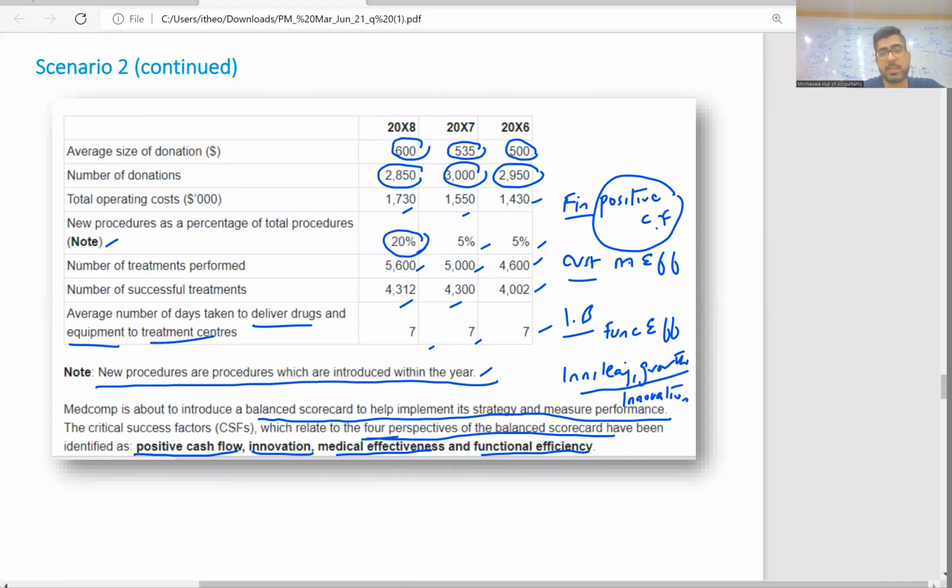A simple indicator for positive cash inflow is whether we are generating positive cash inflow or not. And how do we get positive cash inflow? The positive cash flow, sorry. So positive cash flow is inflows, donations, less outflows, costs. This will be the positive cash flow. There is no other method to find the positive cash flow. So finding positive cash flow will help to measure the critical success factor. Okay.